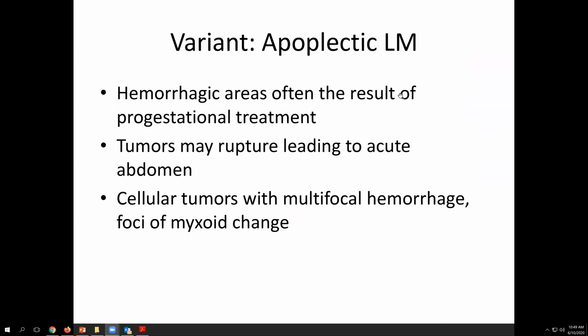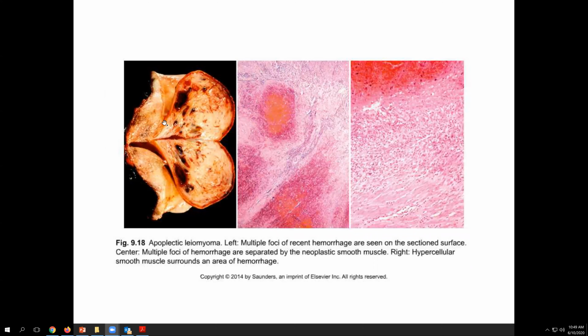The apoplectic leiomyoma, as its name implies, is a lesion that has undergone sudden hemorrhagic infarction. And this may be related to, again, progestational treatment that may lead to even rupture in an acute abdomen in some circumstances, though that's uncommon. Here's a microscopic image and a gross image showing you the incised surface with these areas of hemorrhagic change, dilated vessels, infarction, and hemorrhage occurring with adjacent dead tissue.